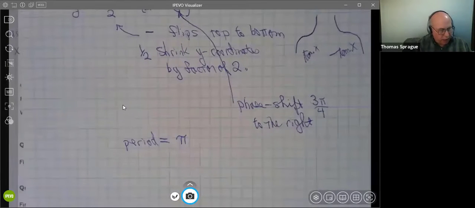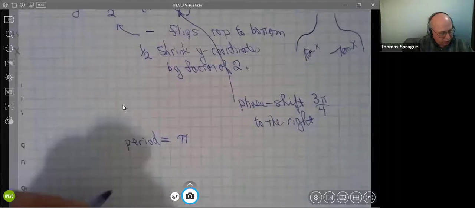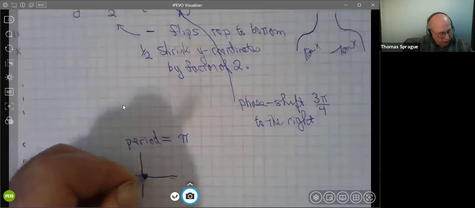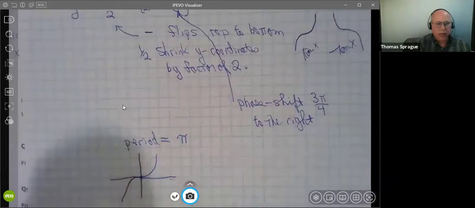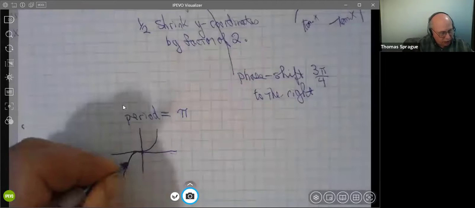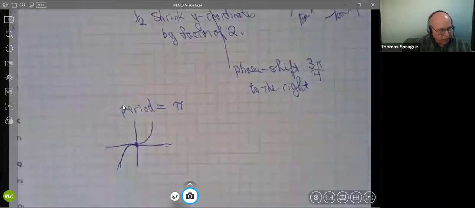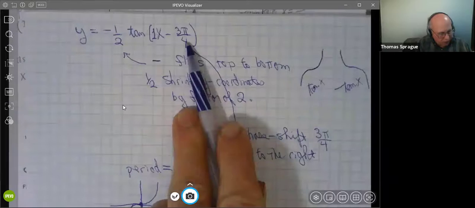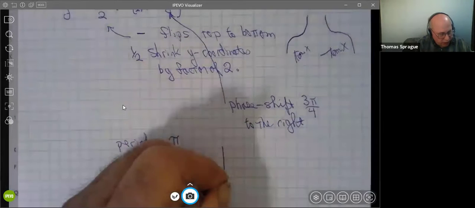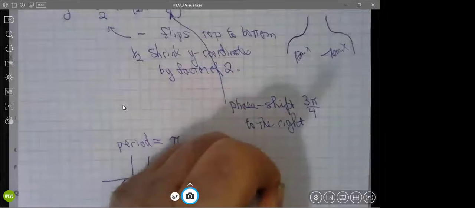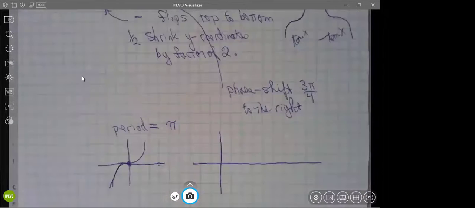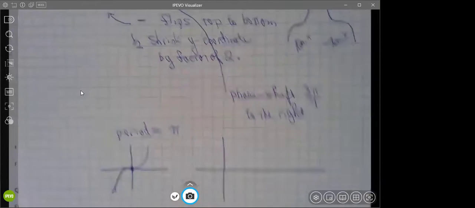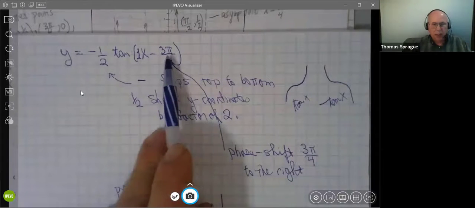Okay, so let's see what we could do just to get our bearings here. The normal tangent curve, just y equals tan x, has a shape sort of like this. It goes through the origin. So let's ask ourselves, first of all, what happens to that point? Well, it gets shifted to the right by 3 pi over 4. I thought it was a negative though. It is a negative, but that shifts it to the right.